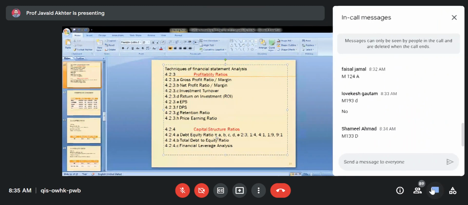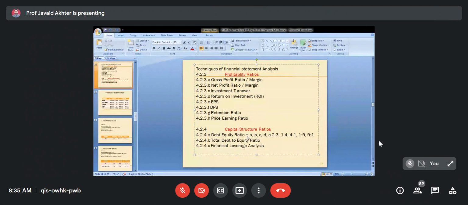That means that our answer lies in knowing two aspects. One is the risk associated and the other is the profitability of the company. So we will see in the time to come, in the next group of ratios. I have explained it to you in much detail.